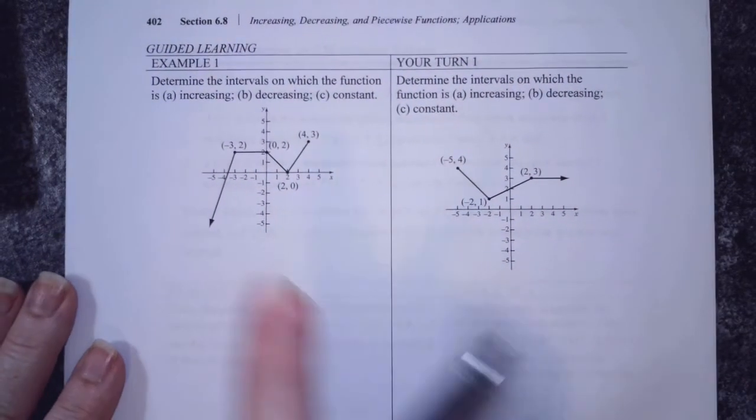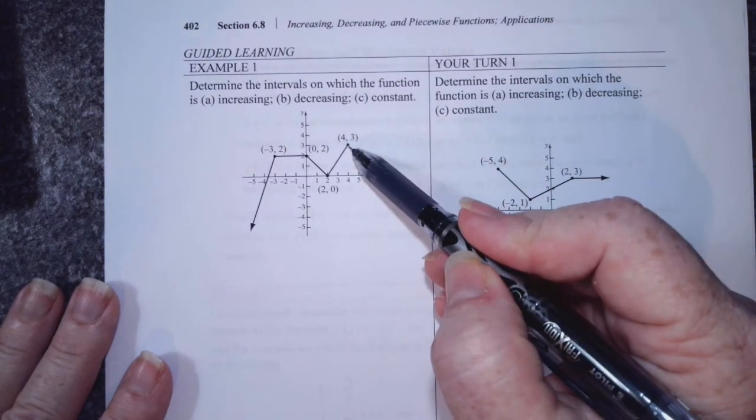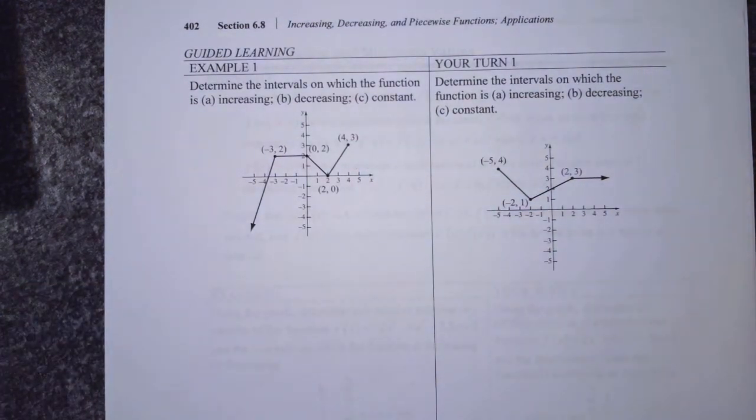So let's do one more and then I'll let you guys try one on your own. So we're looking at this example 1 over here. Now notice this particular graph actually stops at the point 4, 3. So we won't be going to positive infinity on the right because we don't have an arrow over there. It just stops, right? So think about it for just a second and then we will go over it, or if you want to copy it down, that's perfectly fine too. I'm going to give you a couple seconds to look at that.